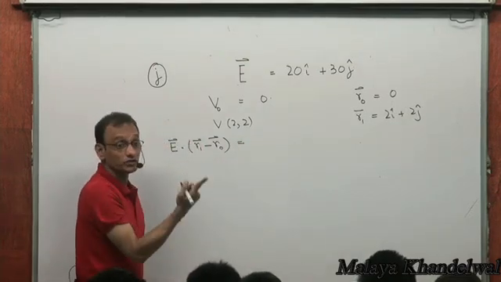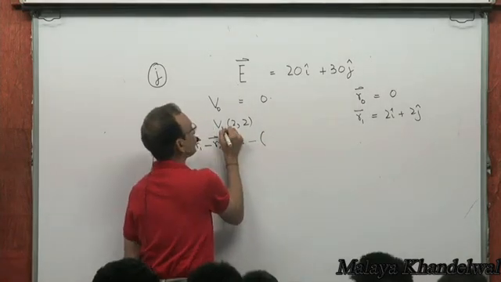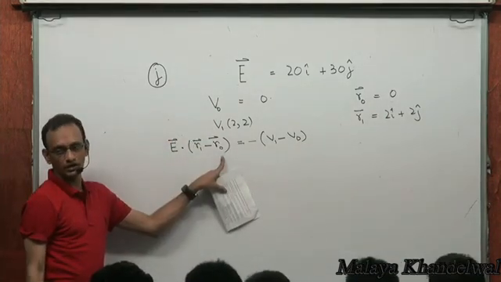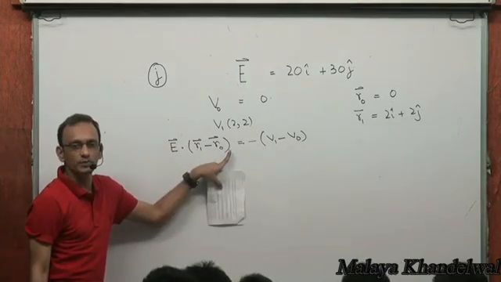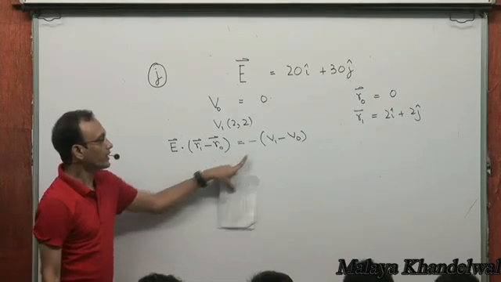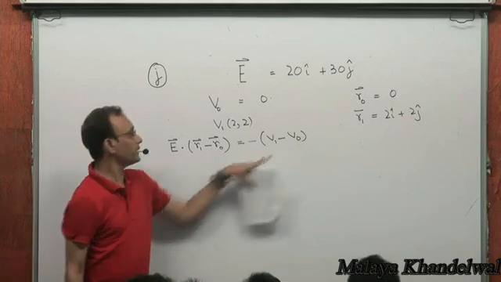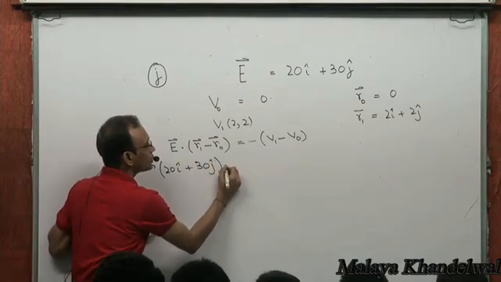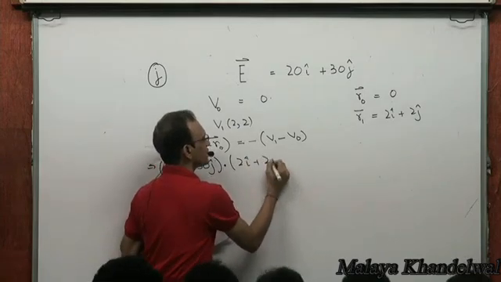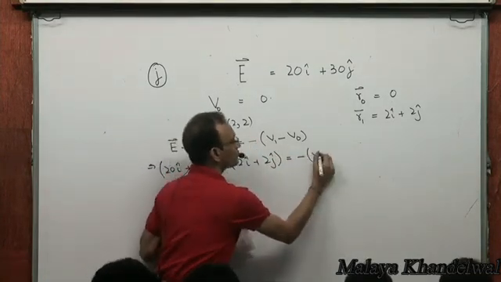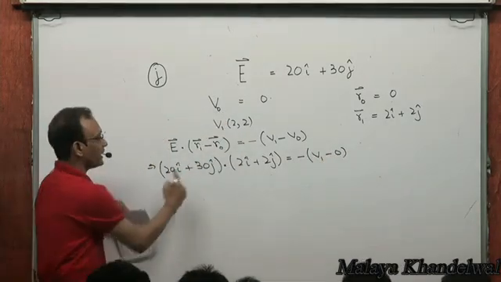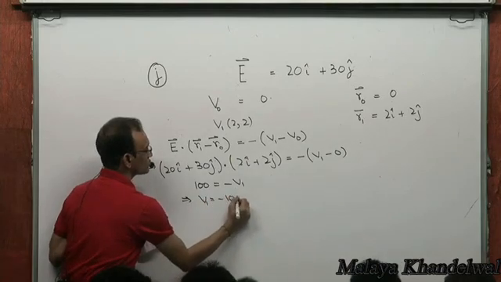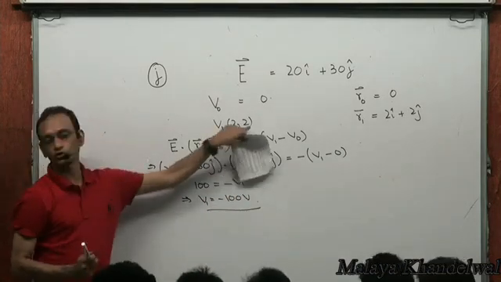And this must be the negative of the change in potential, that is, minus of v1 minus v0. In a uniform electric field, the work done by the electric field is E dot final position minus initial position. It's the negative of the change in potential, v1 minus v0. r0 is 0. E is 20 i cap plus 30 j cap, dotted with r1, which is 2 i cap plus 2 j cap, equals minus v1. v1 is what we want to calculate, and v0 is given to be 0. As you can see, this is 40 plus 60, 100, equals minus v1, so v1 is minus 100 volts. That is the potential at 2 comma 2.